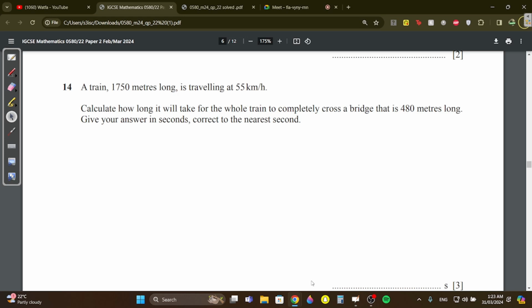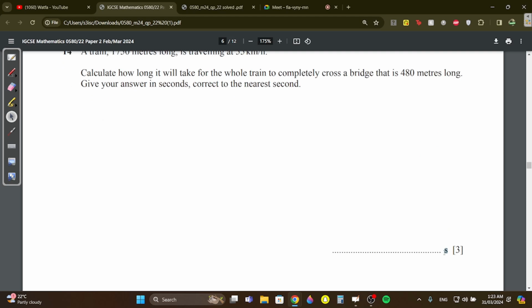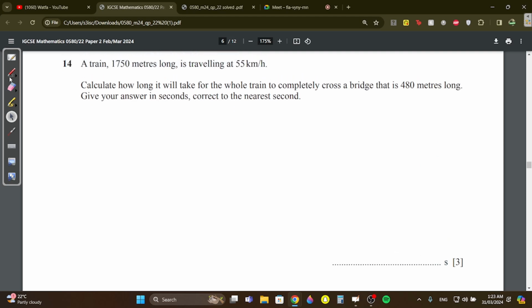Question 14. A train 1750 meters long is traveling at 55 kilometers per hour. Calculate how long it will take for the whole train to completely cross a bridge that is 480 meters long, and give your answers correct to the nearest second. Okay, the first thing you have to realize is that they want the answer in seconds. But you have a speed given in 55 kilometers per hour. You have seconds and you have distances that are in meters, but your speed is in kilometers per hour. So obviously, it would be easier to solve if you convert this 55 km per hour to meters per second.